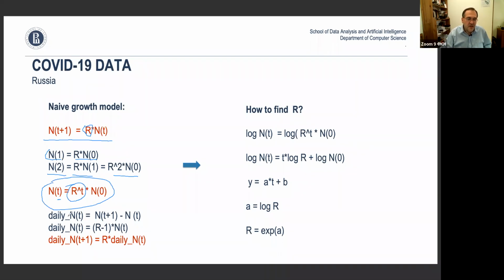Now, if you keep doing this type of exercise and look at the daily changes, and I call it daily change, which is N(t+1) minus N(t), and then you just plug in this original definition, you will surprisingly see that the change in the daily number of new infections is actually connected to the previous change by the same factor.